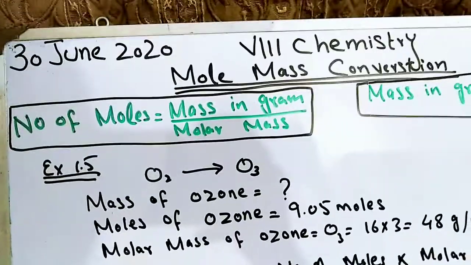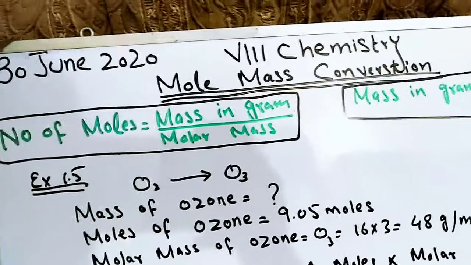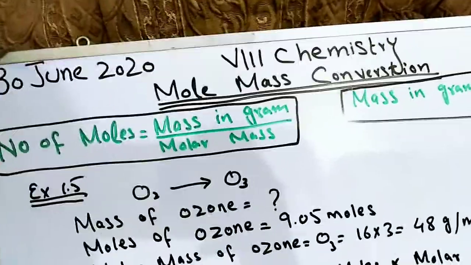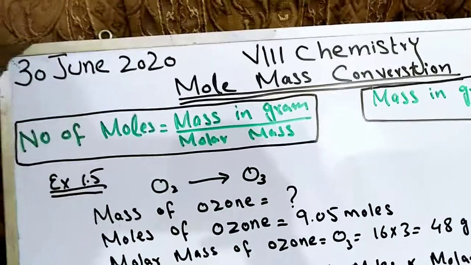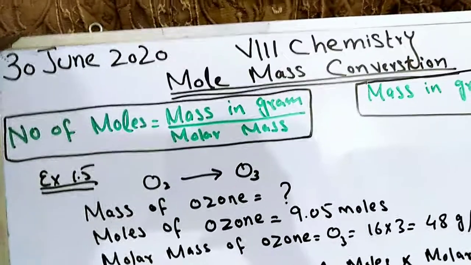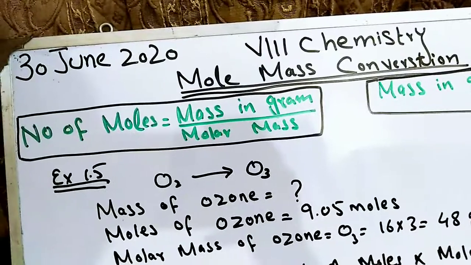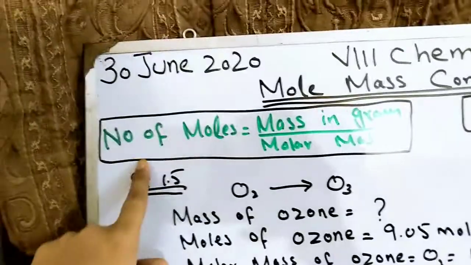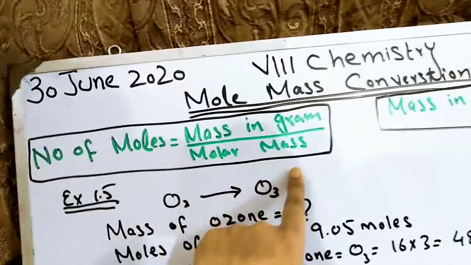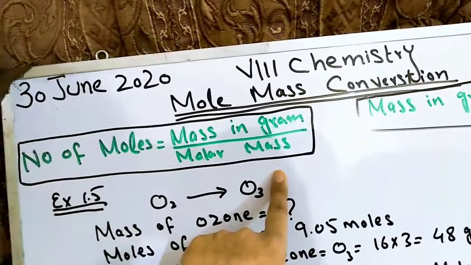Today we are going to do the new article, that is mole mass conversion. The question is how we will change the mole into mass and mass into mole. For this purpose we will use formulas. The first formula is: number of moles is equal to mass in gram divided by molar mass, and we will alter this formula like that.